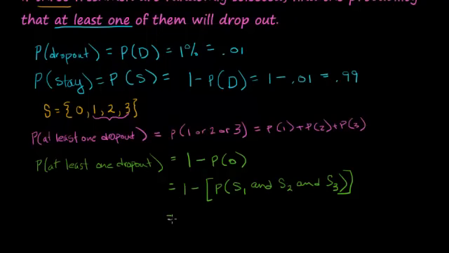Okay, well, what's the probability that, well, let's write this then. For independent events, that would be the probability of S1 multiplied by the probability of S2 times the probability of S3.